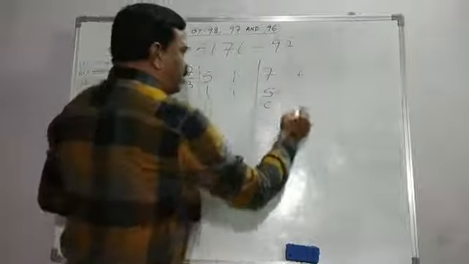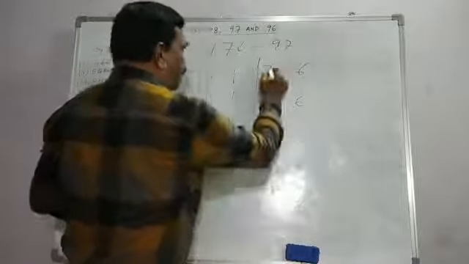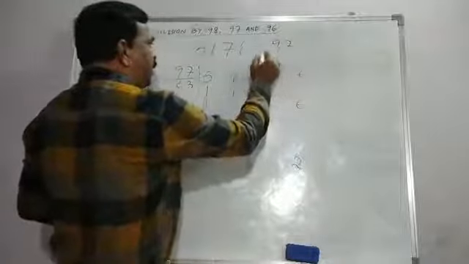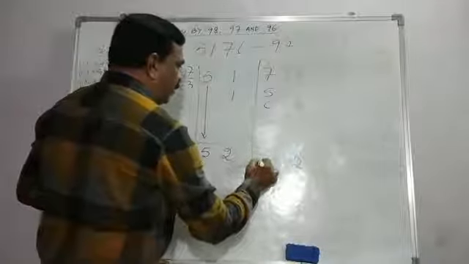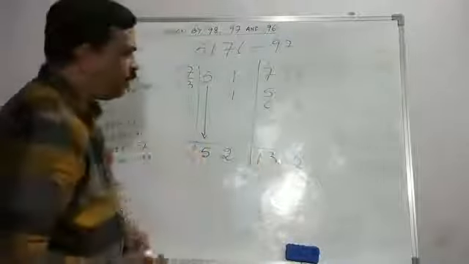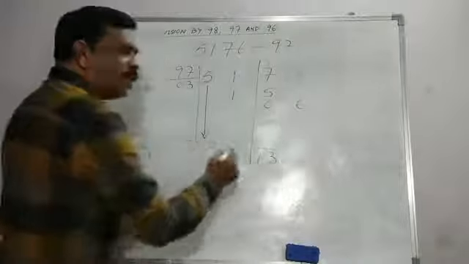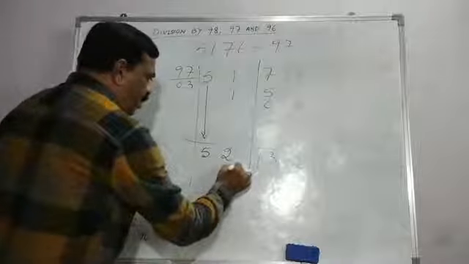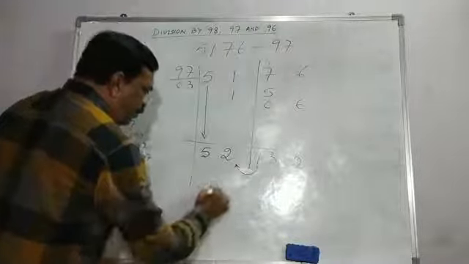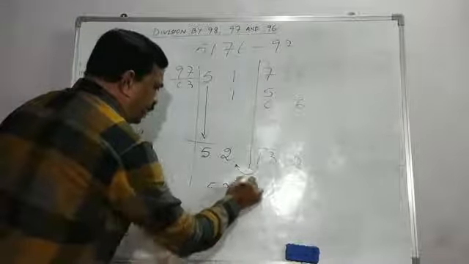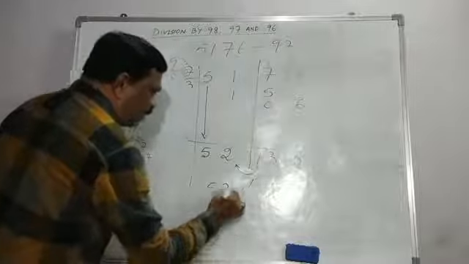So 6 plus 6 is 12, 2 carry 1. 7 plus 1 is 8. 8 plus 5 is 13. So we get 132 here. Now one number is extra here. 132 cannot be the remainder. So this one number we will add this side. So this will become 53. This is the quotient part. Quotient is 53.